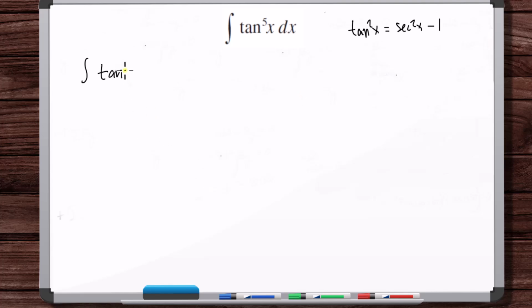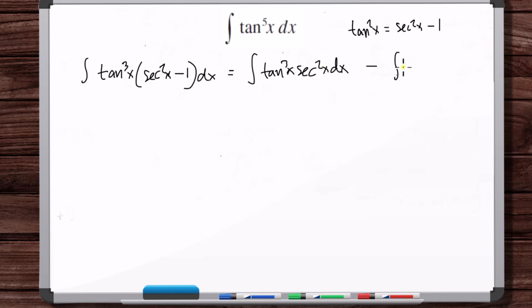Let's make this tangent x, and then we're left with tangent to the fourth of x, so we can say secant squared x minus 1 squared dx. Well, I don't know if that helps either. So let's go back here. So tangent cubed of x, secant squared x minus 1 dx. So tangent cubed x, secant squared x dx minus the integral of tangent cubed x dx.